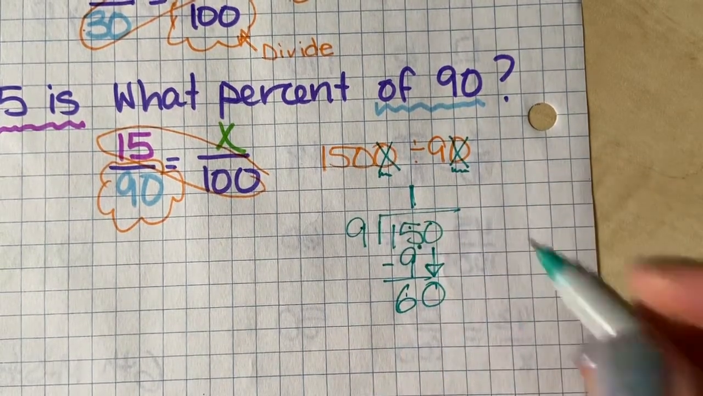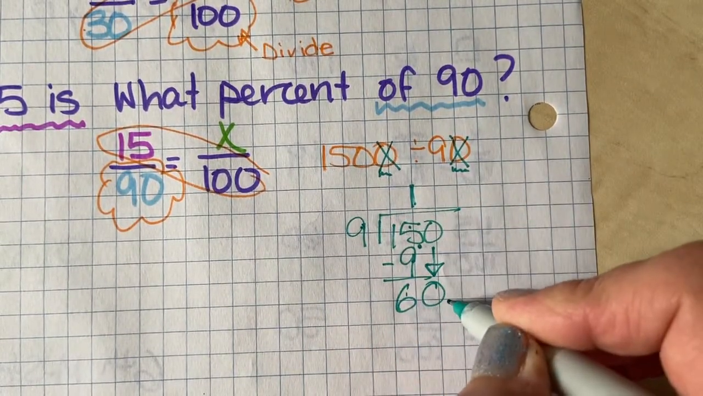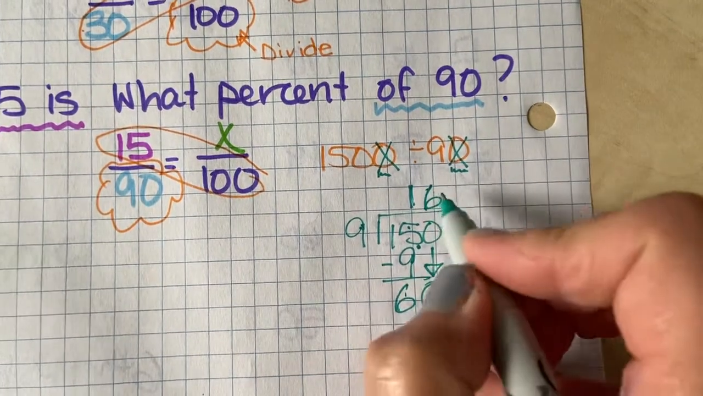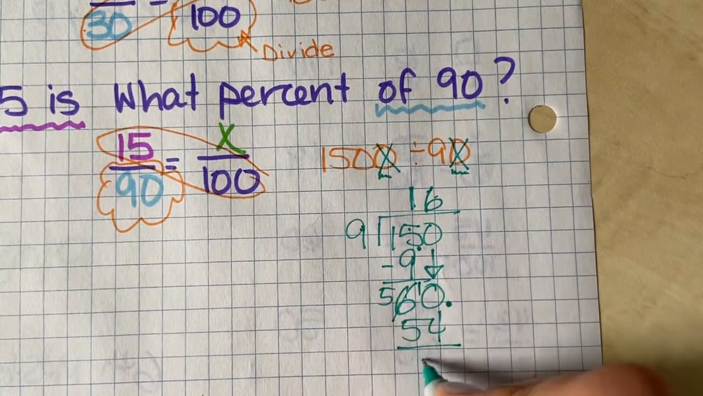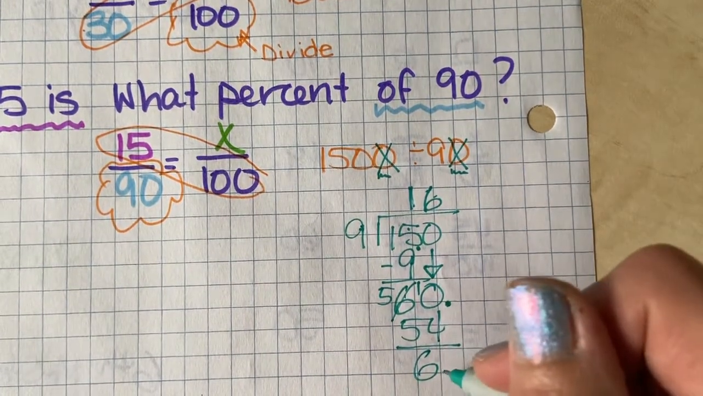9 goes, then I just start all over again. 9 goes into 60 6 times. 6 times 9 is 54. Again, I'm going to subtract. All right, I cannot have that remainder.